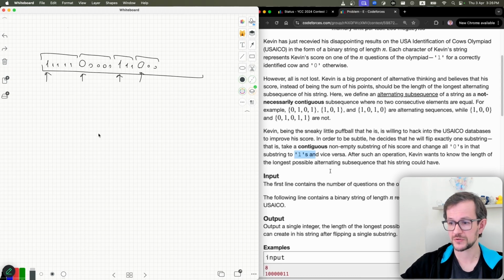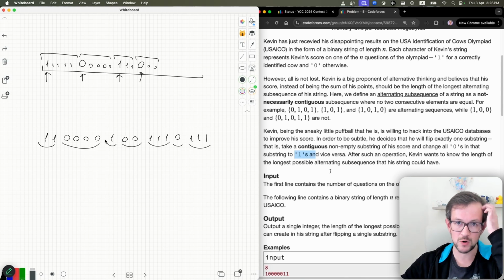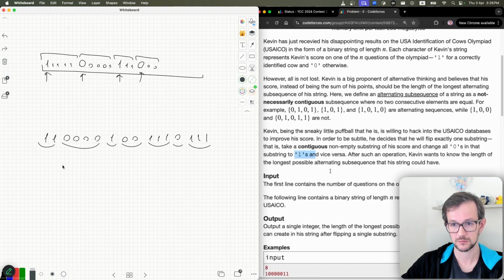So if you have a sequence like 1 0 0 0 0 0 1 0 0 1 1 1 0, we look at the groups of equal elements. From every group, we can pick only one element. So the maximal length of the alternating sequence will be 1, 2, 3, 4, 5, 6, 7. We can pick 1, 0, 1, 0, 1, 0, 1. This is the longest alternating subsequence we can get.